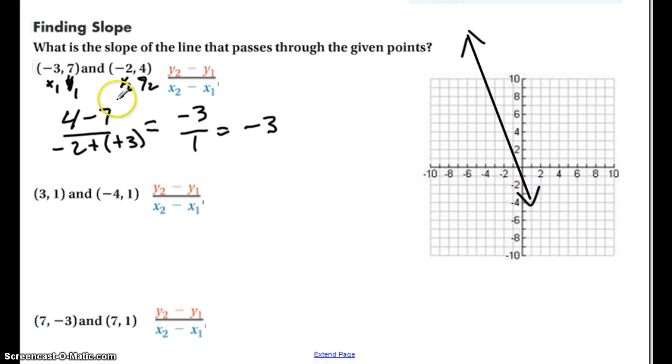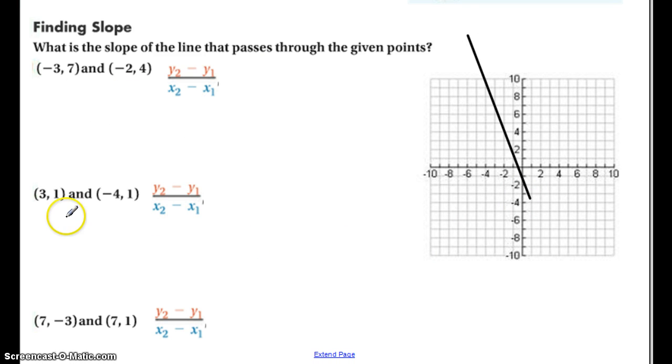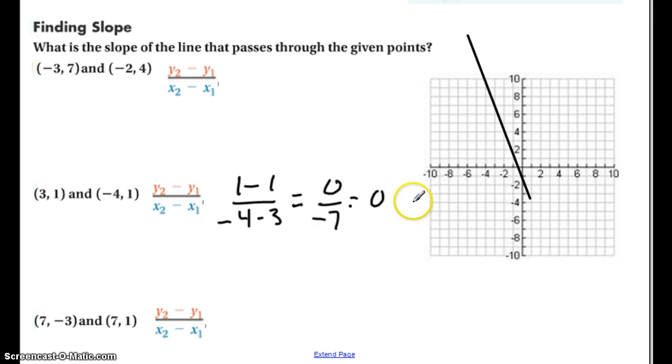Let's take a look at another one here. Plug this in. y2 minus y1 over x2 minus x1. That's going to be 0 on top, and that's going to be negative 7 on the bottom. Some people might be thinking, wait a minute, 0, that means it's going to be undefined. But 0 on top is fine. When you have 0 in the denominator, that's when it's undefined. This is going to simplify to a slope of 0.